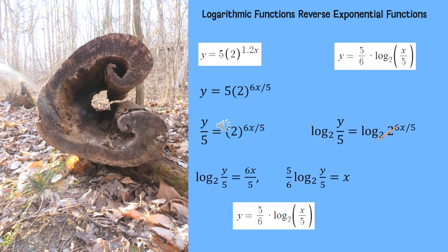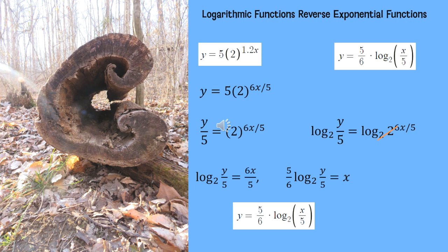Earlier, we were referencing the exponential function y equals 5 times 2 to the 1.2x, and we mentioned that its log function was y equals 5/6 times log base 2 of x over 5. Well, where did all of that come from? In our earlier unit about inverse functions, we learned that to find an inverse function, you solve for x, and then you can swap the letters back as we're used to having x be input and y be output.